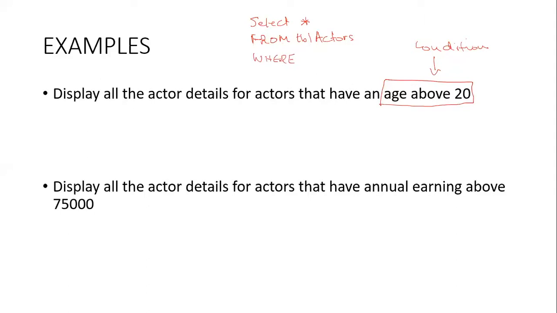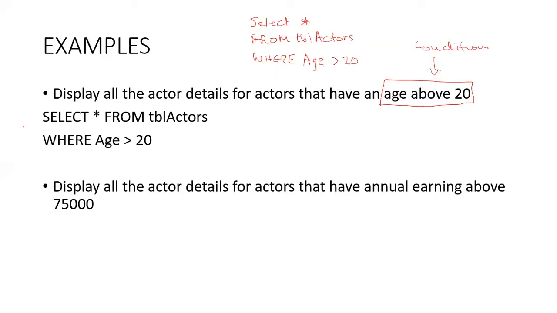And you then state the condition based on the field and what the restriction is about. Here we're looking at age above 20. We know that we had a field called age, so it's going to be where age above 20 means greater than 20. So that is the type of SQL statement that you would write.